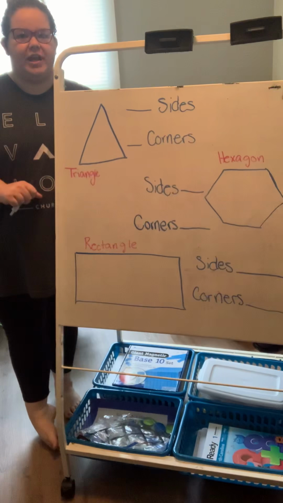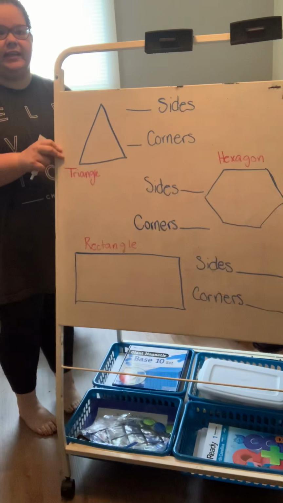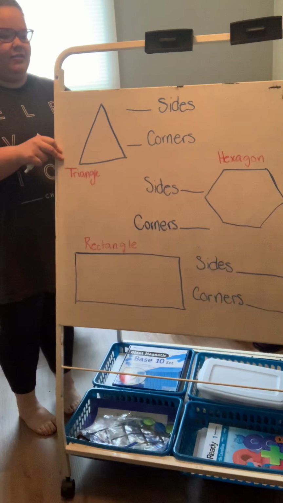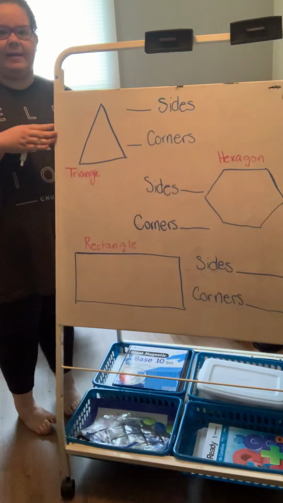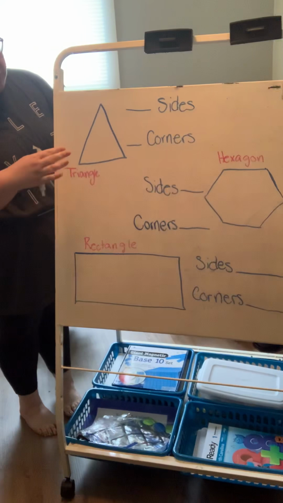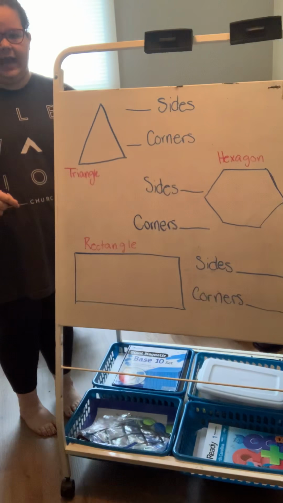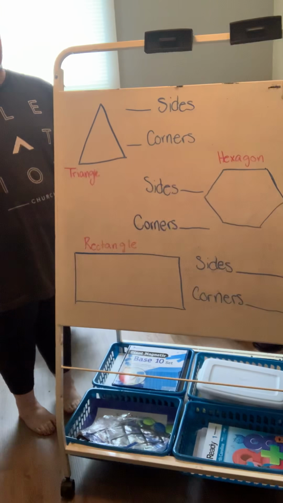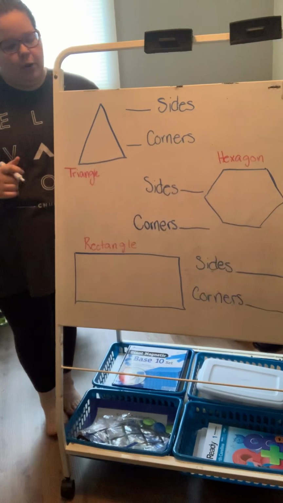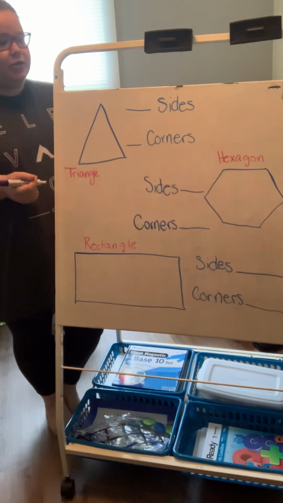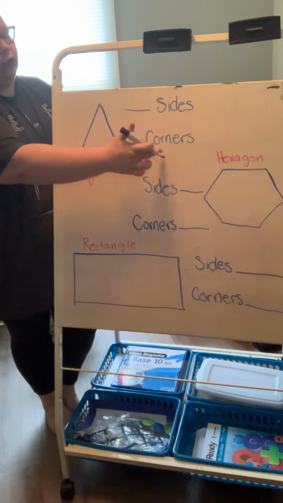We are talking about shape attributes, and these are called 2D shapes because they lay flat and you can't pick them up or move them around, which means that they're flat on a piece of paper. So we're going to be talking about triangles, hexagons, and rectangles for your first day. And we're really going to be focusing in on shape attributes. Now, the most important part about your shape attributes for this week is sides and corners.